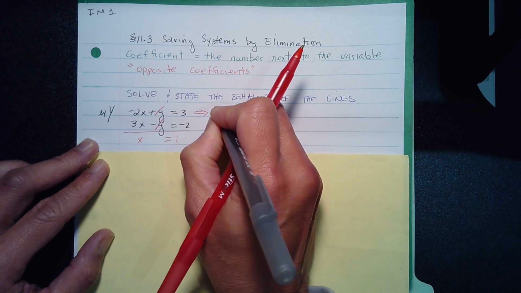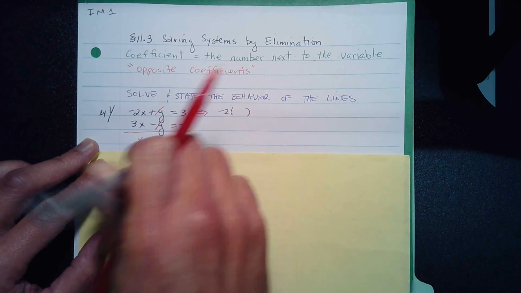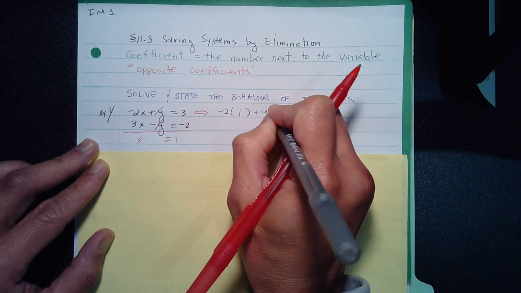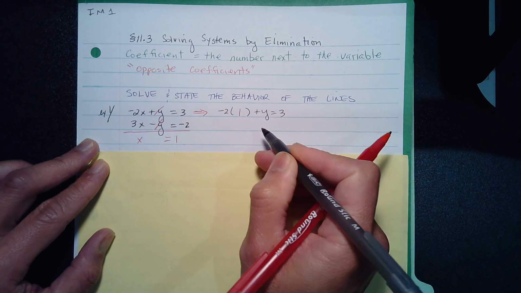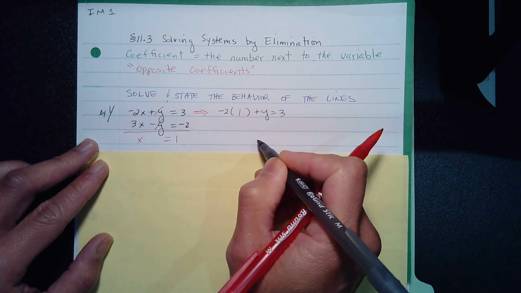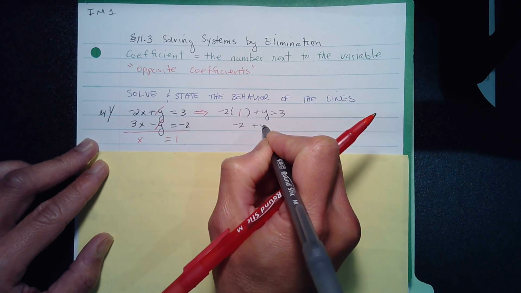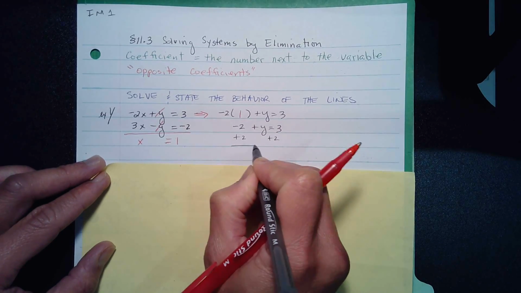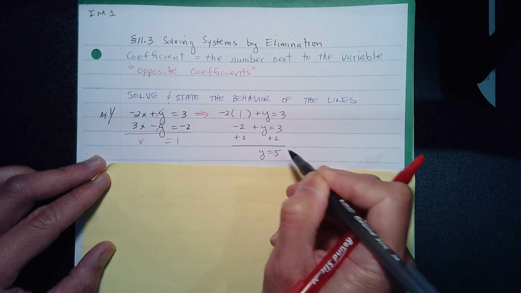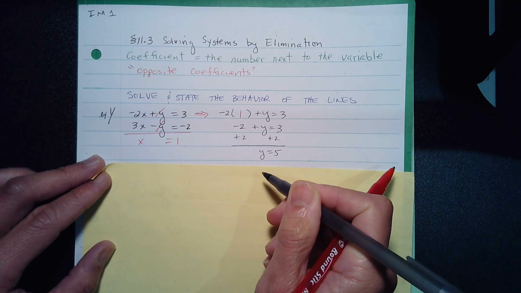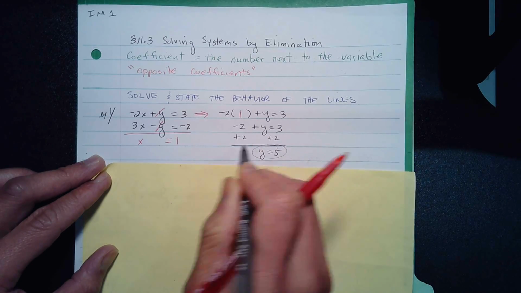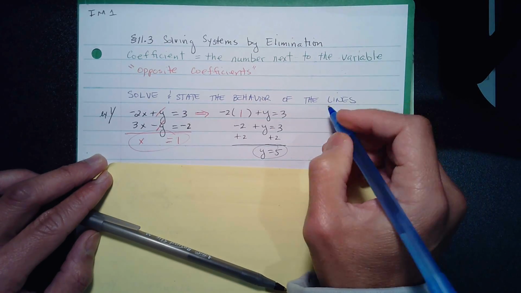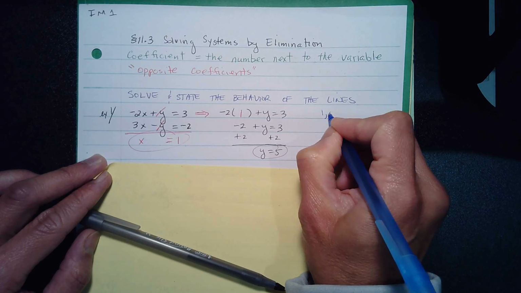So when I rewrite the equation, -2 parentheses 1 plus y equals 3. Now we just have one variable, one equation. So this is now -2 plus y equals 3. Add 2 to both sides. We have y equals 5. So we found y, we found x. Now let's write our statement. The solution is 1, 5.